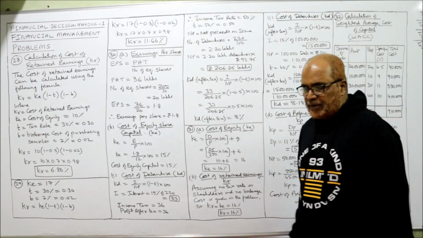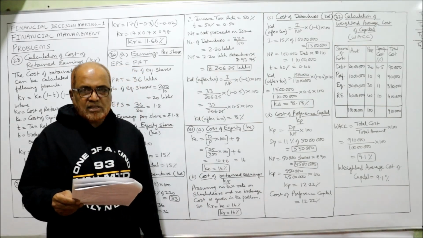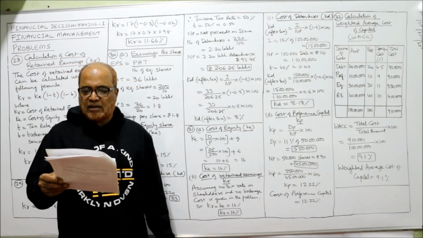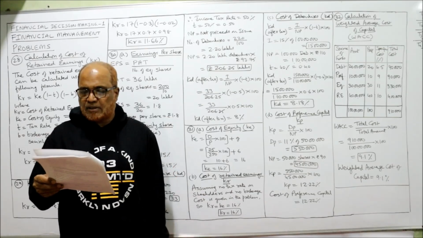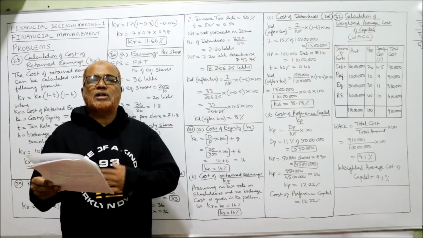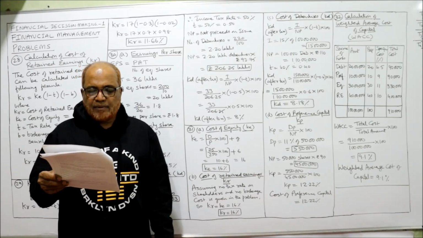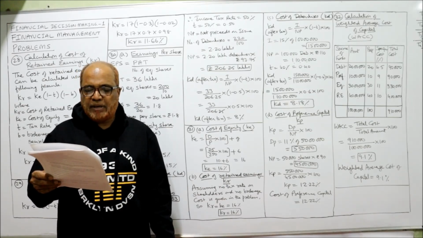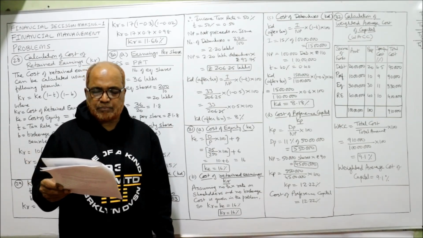Now problem number 31, see carefully. On the basis of the following information, determine the cost of capital. Assume tax rate 40%. Income tax rate is 40%. A, equity share capital. B, retained earnings. C, debentures. D, preferential capital.